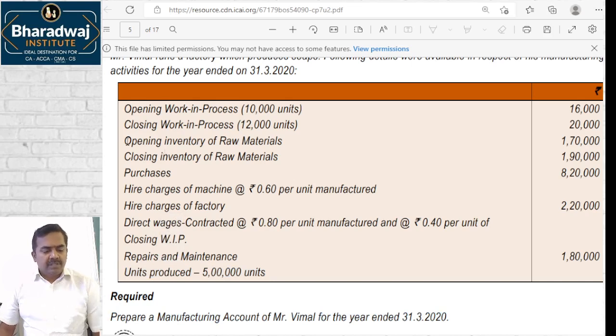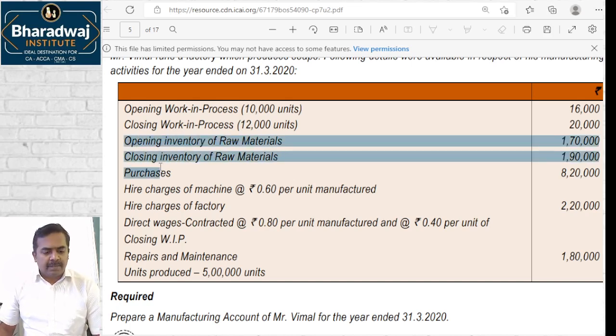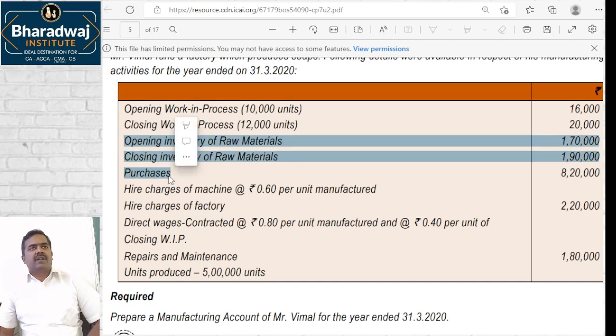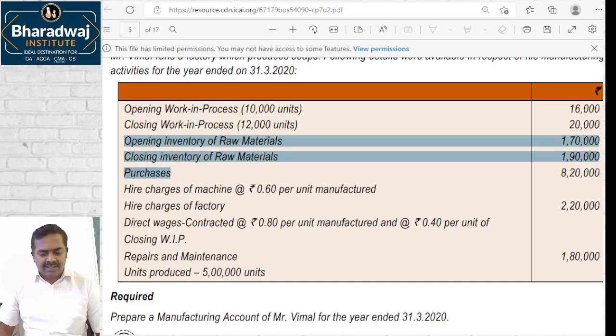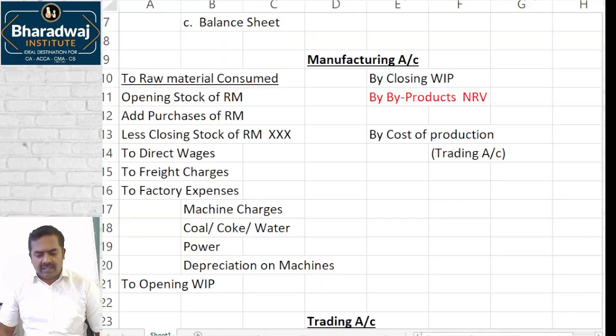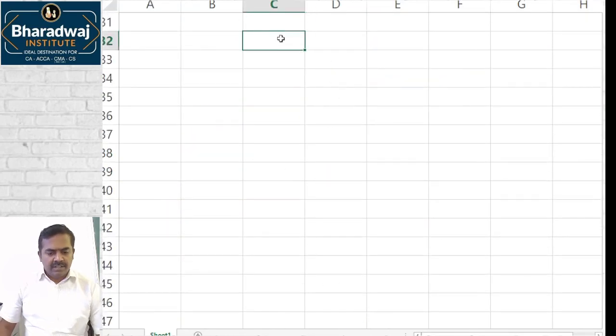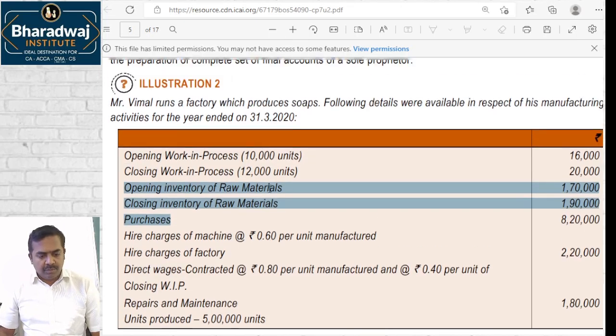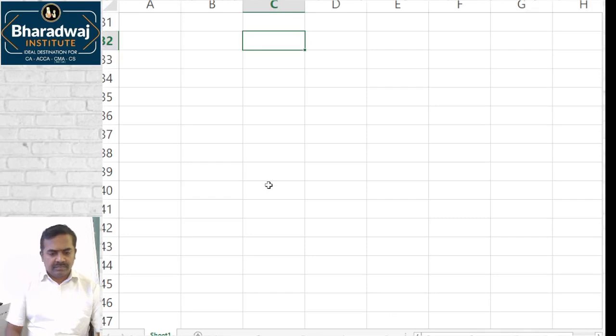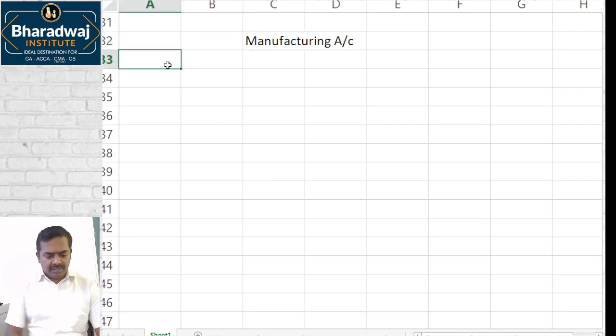So what is the first one in the manufacturing account? Raw material consumed. Now to work out raw material consumed, opening stock plus purchases minus closing stock will give us what? Raw material consumed. Let us not see the solution. Let us work out in our style. Start. This is illustration number 2. Manufacturing account. To raw material consumed.